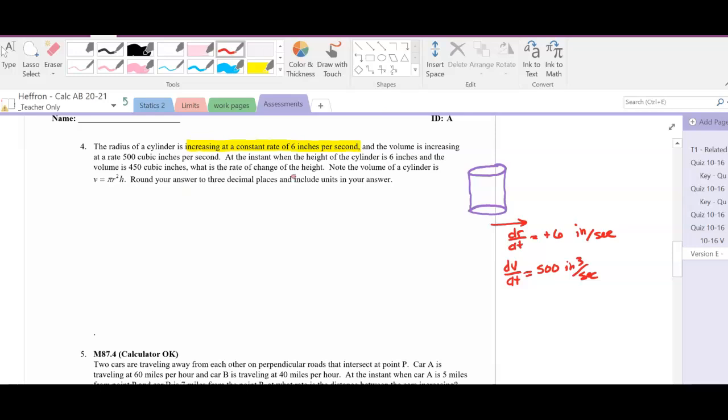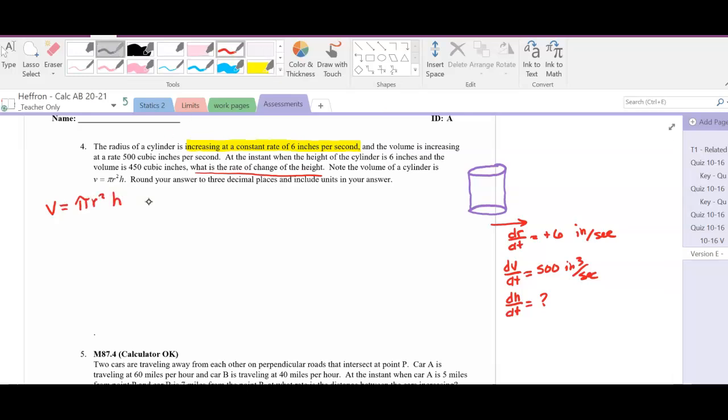And then what do we want to know? What is the rate of change of the height? So we want to know dh/dt equals question mark. And then they give us a base equation: V equals pi r squared h.